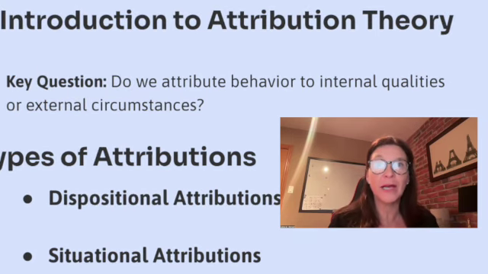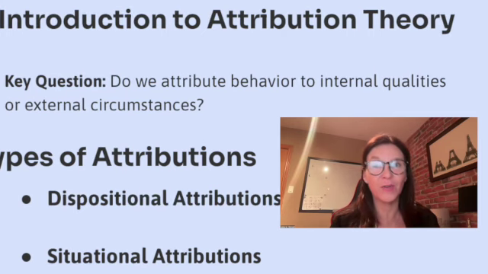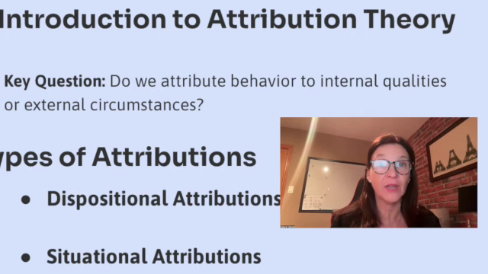So to sum it up, attribution theory helps us answer the question of why people act the way they do. Do we blame their internal qualities or external circumstances? And understanding these distinctions helps us explain behavior and reactions more thoughtfully. So remember, when you see behavior, ask yourself, is this about the person, or is it about the situation?